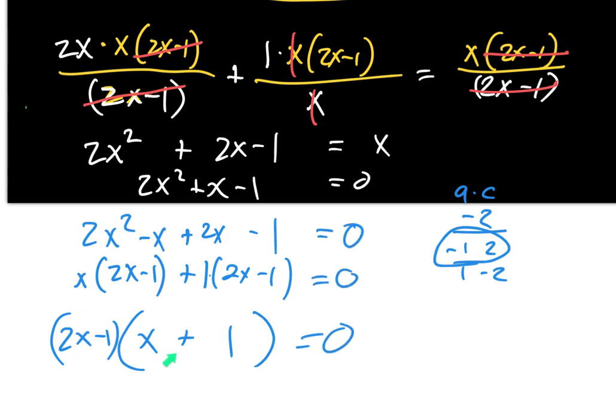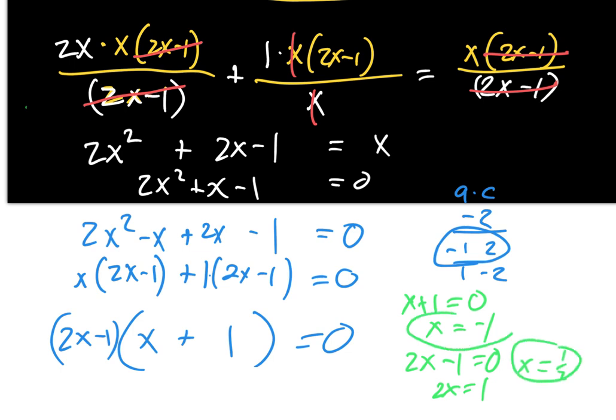If I have two things that multiply to give me 0, one of them must be 0. So either x plus 1 equals 0 or 2x minus 1 equals 0. If x plus 1 equals 0, subtract 1, x equals -1. If 2x minus 1 equals 0, that's 2x equals 1, and then divide by 2, x equals 1/2.